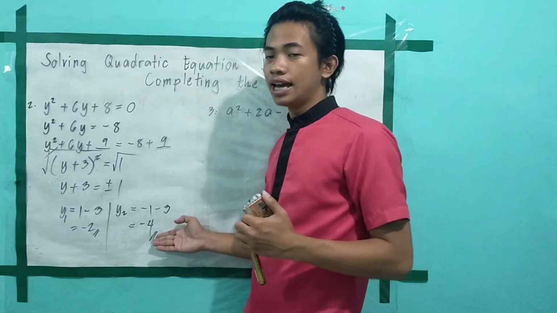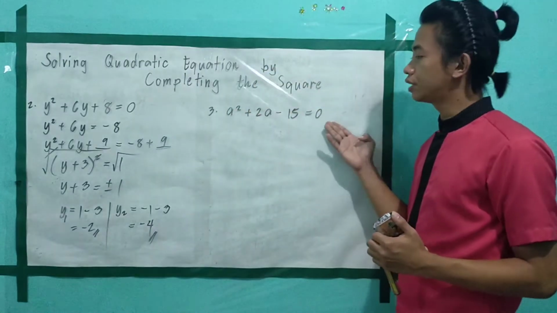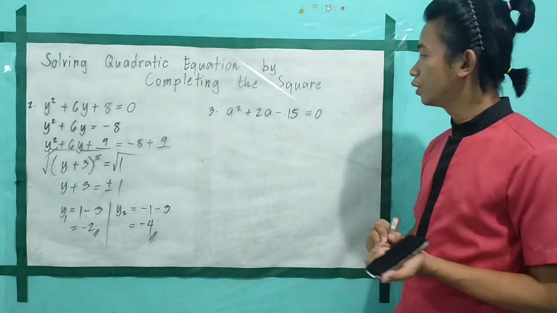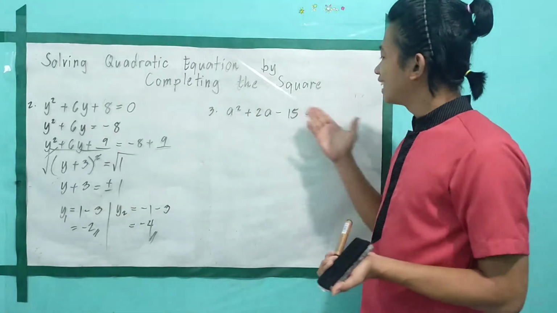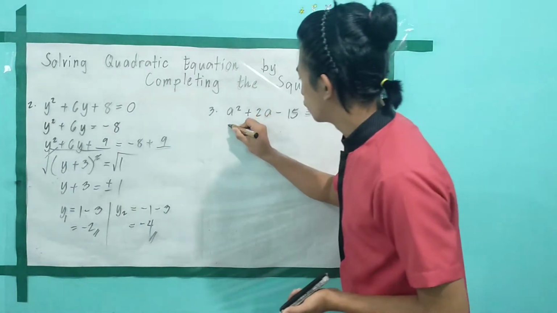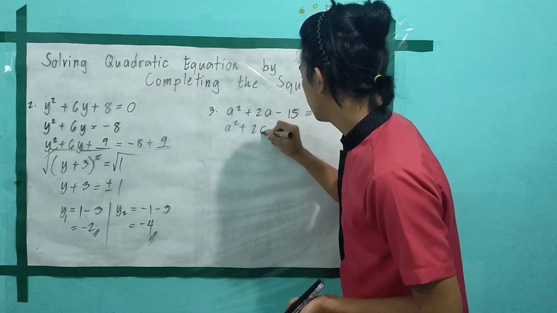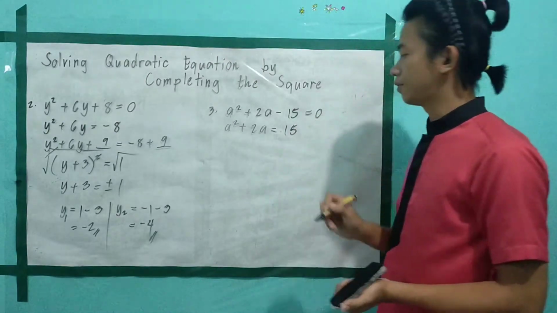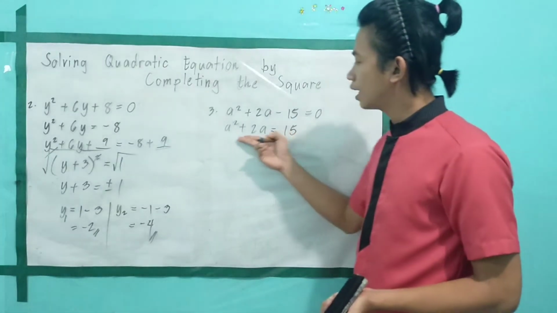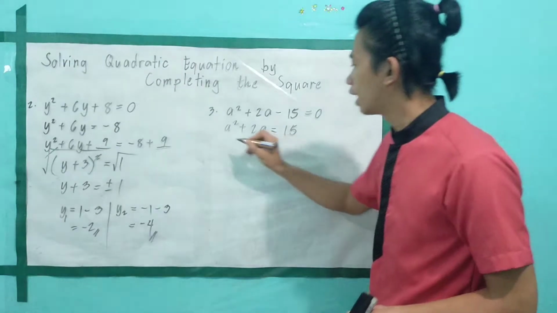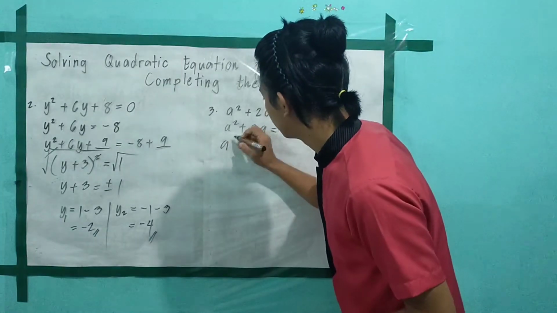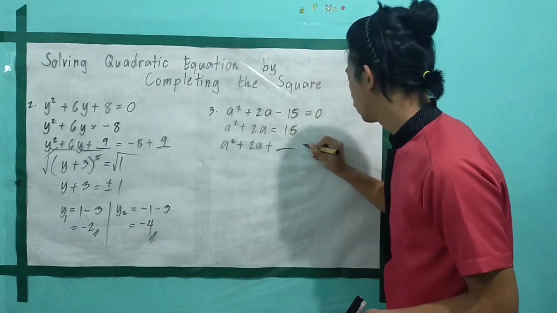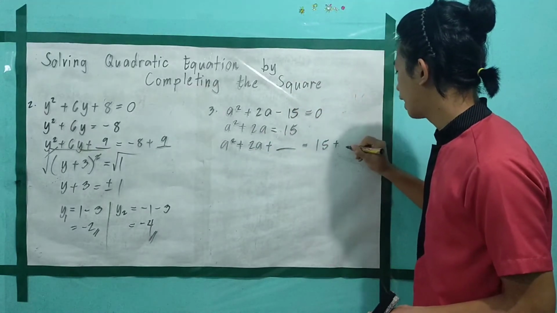Gets? Okay, next problem tayo. Problem number 3. We have a squared plus 2a less 15 is equal to 0. So the first step is isolate the constant. So we have a squared plus 2a is equal to, from negative 15 magiging positive 15. Next, gawin natin siyang perfect square trinomial. So we have a squared plus 2a plus blank is equal to 15 plus blank.